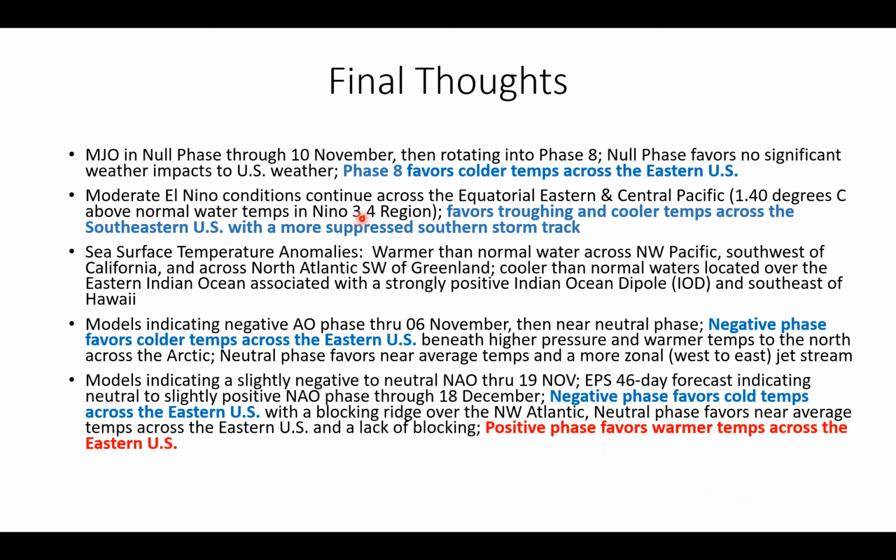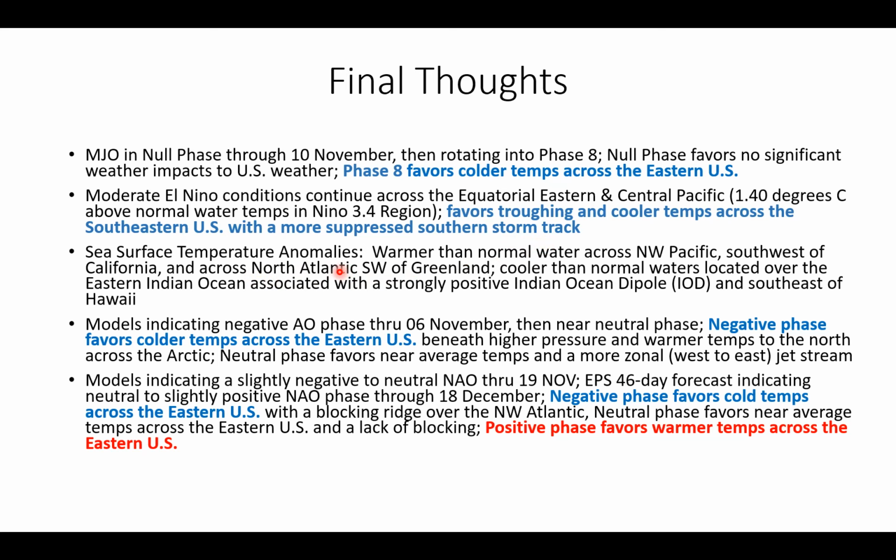Moderate El Nino conditions continue across the equatorial eastern and central Pacific. Right now we're sitting, according to CDAS data, at 1.4 degrees Celsius above normal water temps in the Nino 3.4 region. Generally, any kind of El Nino type condition favors troughing and cooler temps across the southeastern U.S., more of a suppressed southern storm track.